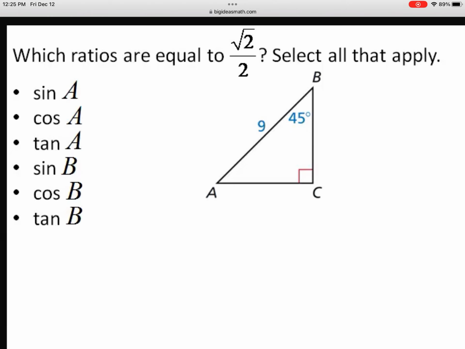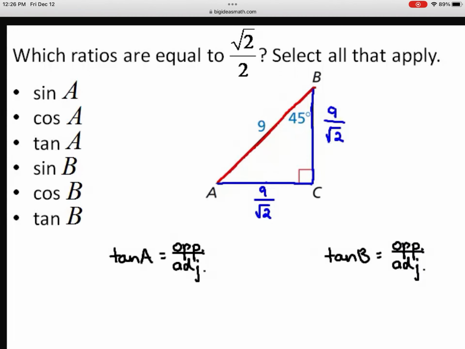Because you have a right triangle with two 45-degree angles, you can use the 45-degree, 45-degree, 90-degree triangle theorem, which says that the length of the hypotenuse is the square root of 2 times the length of the legs. So to find the length of the legs, divide the hypotenuse by the square root of 2. So the length of the legs is 9 divided by the square root of 2.